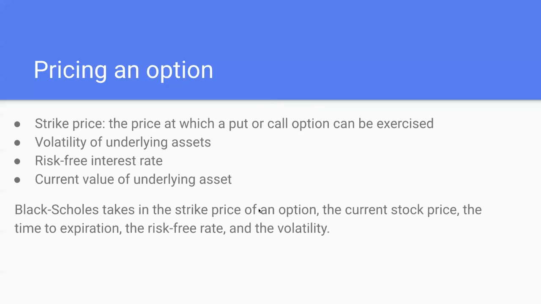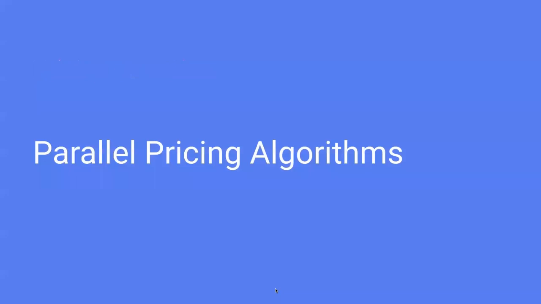And here we described the Black-Scholes model that we had before. It simply just requires the 5 inputs and is a differential equation used widely to price option contracts. Now we're going to implement this Black-Scholes model using parallel algorithms. So now let's move on to the parallel pricing algorithms.